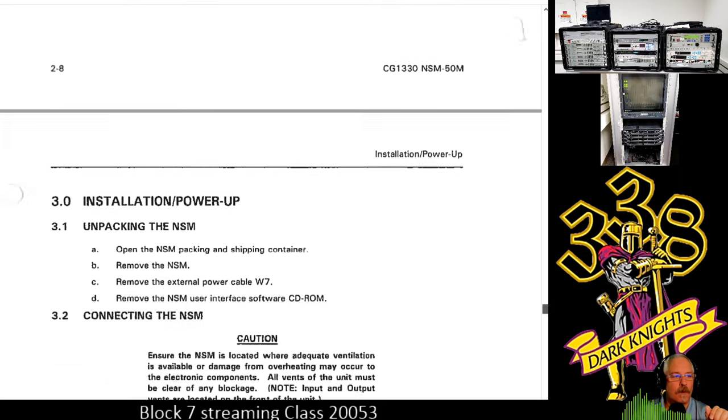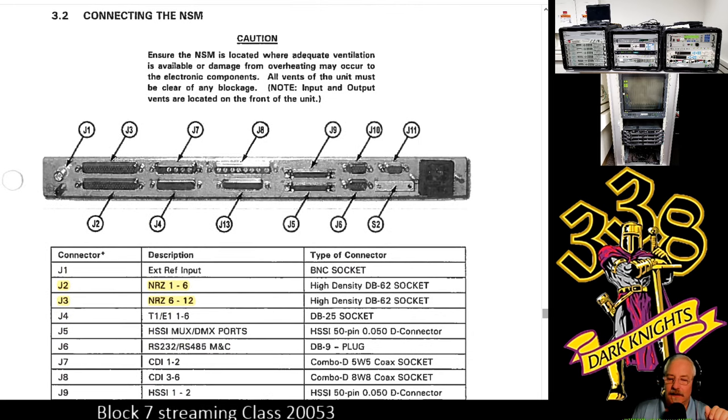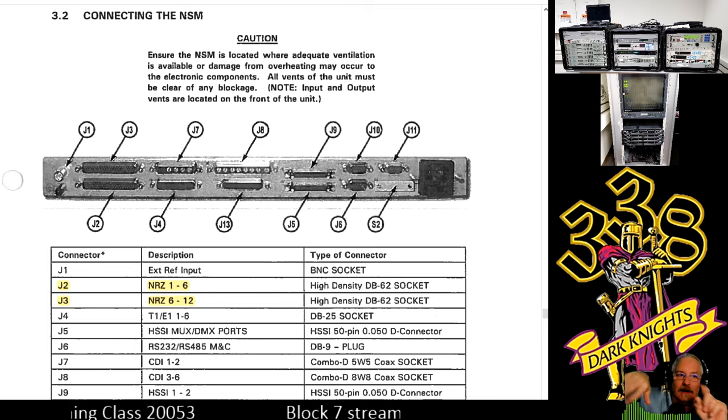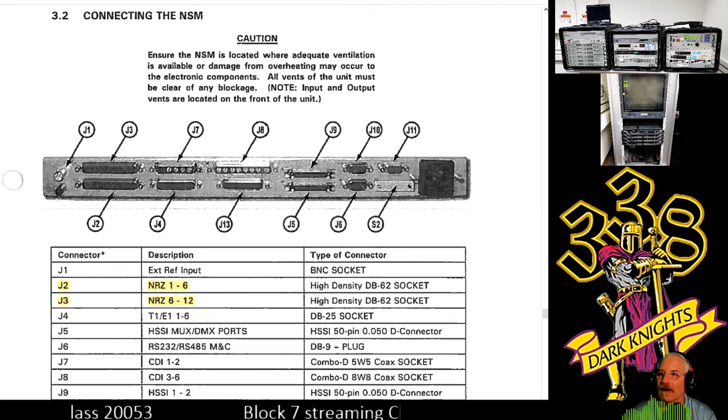And I think we got one more to do. Here it is. This is the rear of the NSM-50. Doesn't look anything like what's on the back of the case. And I point you to Juliet 2 and Juliet 3, which are the NRZ ports, in this description on the table there. Okay, connector Juliet 2 says NRZ ports 1 through 6. In other words, there's one cable that fits on the back of that NSM. On the case, it's going through 1 through 6. There's six separate cables. So you can imagine one cable here and six over here. So it breaks it out. So what you see on the back of the case is not what's on the back of the NSM.